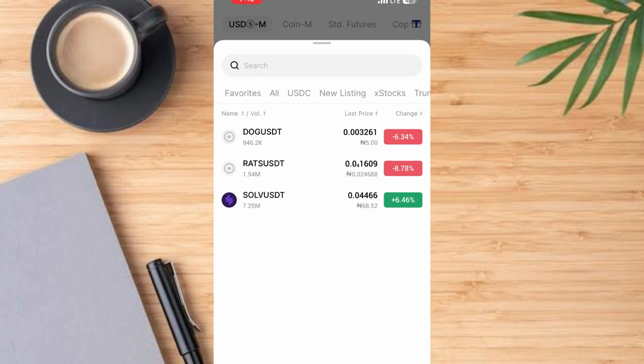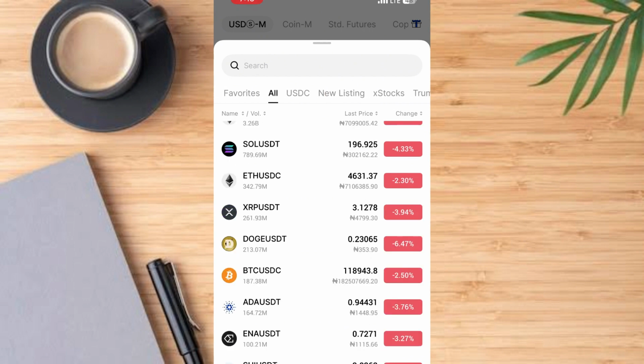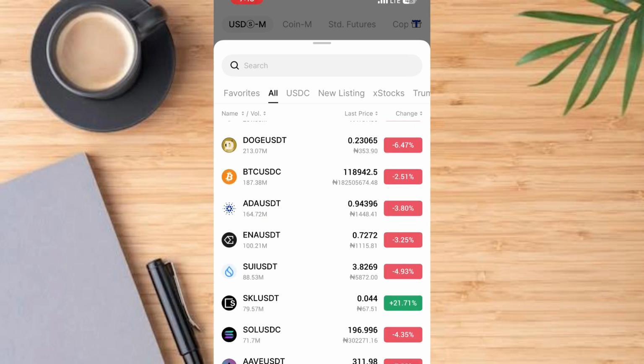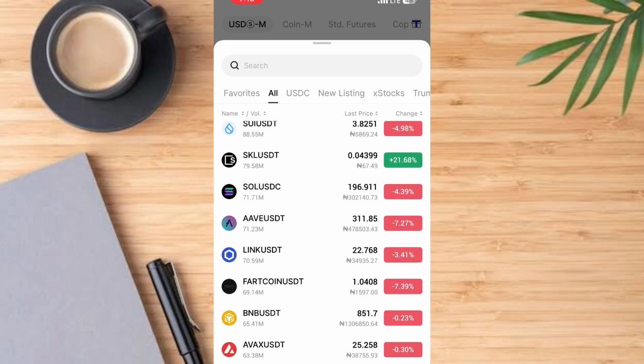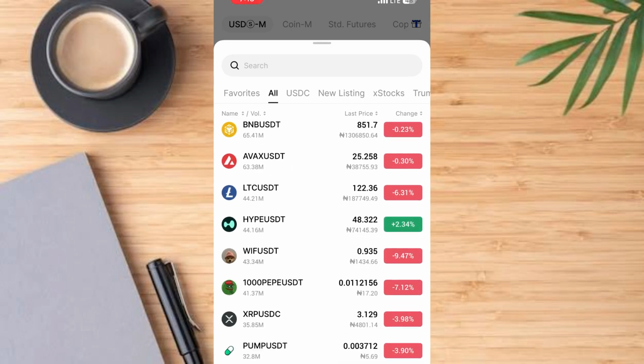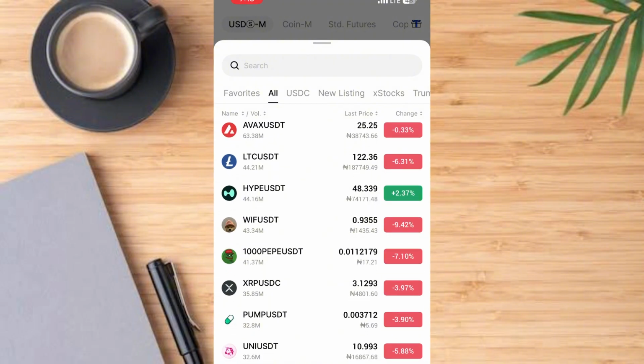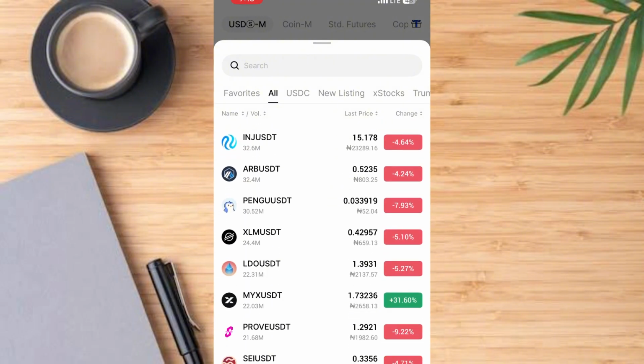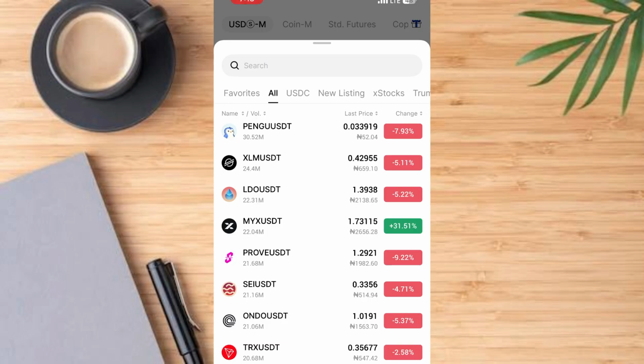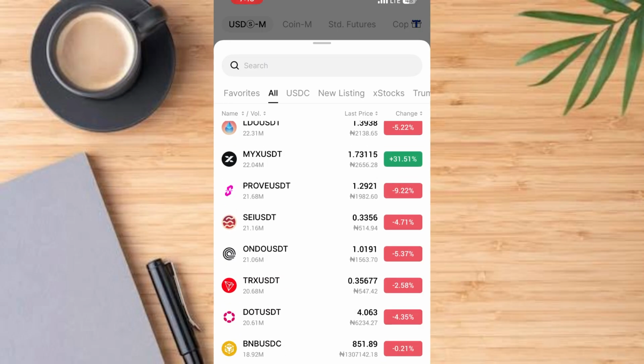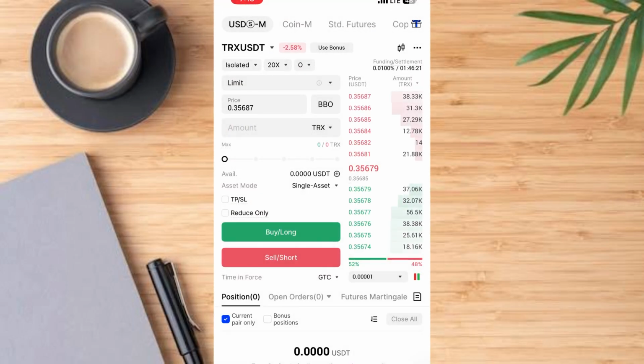So I will search for all. Let's go under all. So under all, you have different tokens that you can trade here. So let me go and take a look at SUI or BTC or SOL, as the case may be. Just take your time and check for the coin you want to trade on this platform. So let me go and take one of these coins and guide you guys on how to trade. So let's try TRX/USDT. Here is Tron, that is TRX/USDT. Tap on that. Once you tap on that button, you've successfully selected your trading pair.